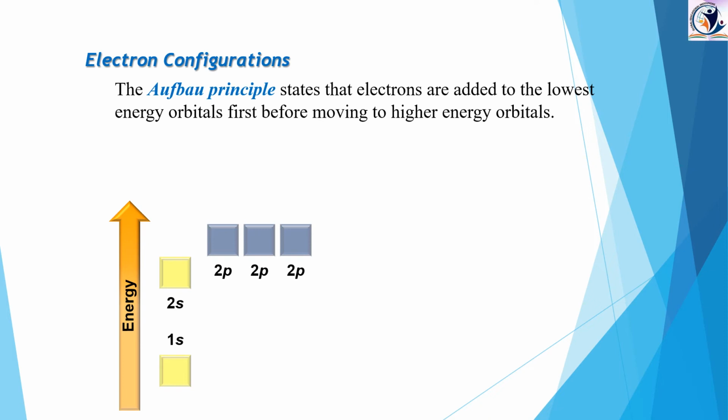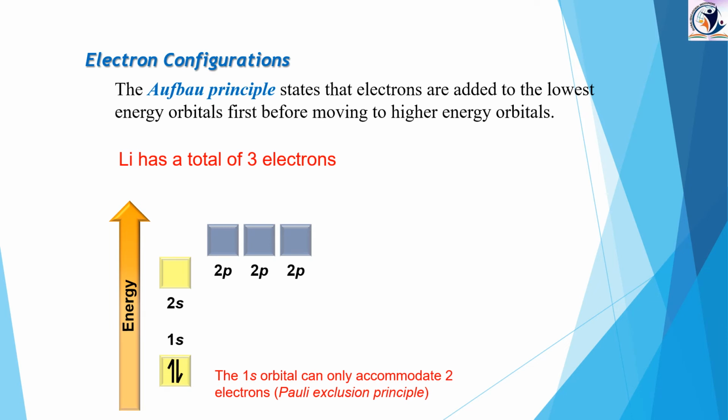Now, I have shown you one picture over here. What are the energy levels in this? According to the energy levels, I have kept the subshells also. 1s has the lowest energy, so I have kept it at the bottom, and 2s is the next energy level, which has the value 2, and 2p has the value 3. That's what I kept at the different energy levels. Now let us look at lithium. It has a total of 3 electrons. To arrange these 3 electrons, first of all, the 1s orbital can only accommodate 2 electrons according to the Pauli's exclusion principle.